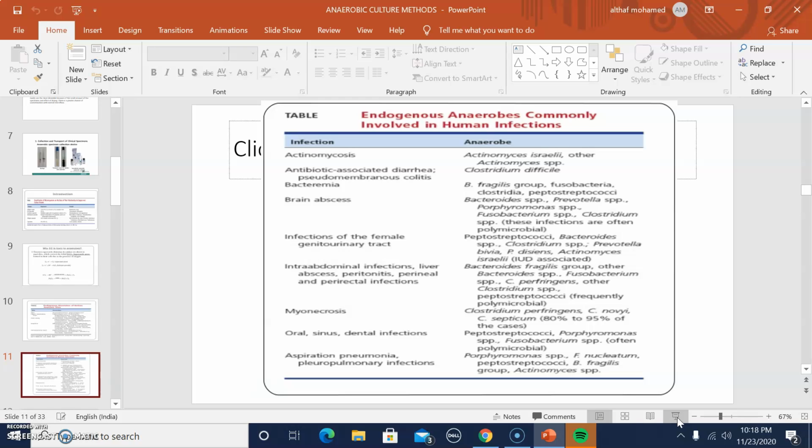So these are the list of the infections caused by anaerobes. You can check through this: actinomycosis, antibiotic associated diarrhea, brain abscess, infection of the female genitourinary tract, intra-abdominal infections, liver abscess, peritonitis, myonecrosis, oral sinus dental infections, aspiration pneumonia, and pleuropulmonary infections. So these are caused by various anaerobes.